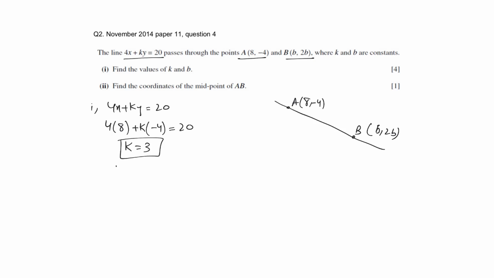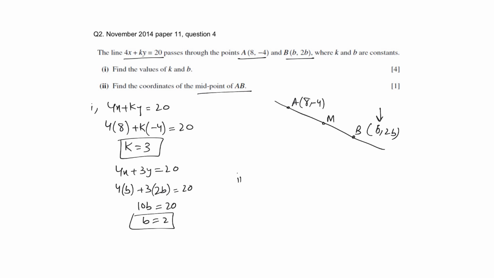Now when you know the value of k, your equation becomes 4x plus 3y equals 20. Then you can substitute this point. The x value is b, the y value is 2b, and from here you can easily work out the value of b, which is 6b plus 10b equals 20. b is 2. In the second part, they are asking you to calculate the midpoint of AB.